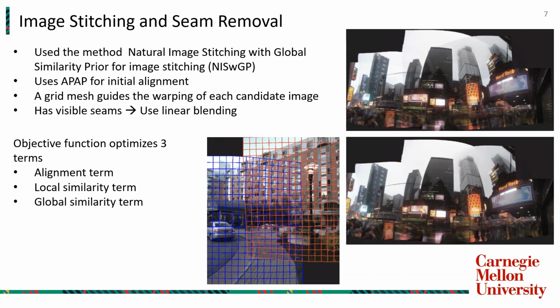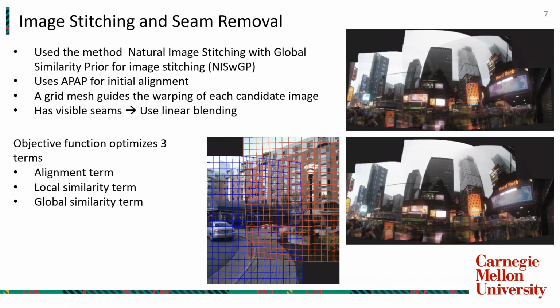In this case, we are using natural image stitching with global similarity prior because its objective function has 3 terms: the alignment term, which tries to keep the initial alignment intact without distorting the candidate images too much; the local similarity term, which is basically a regularization term; and the global similarity term, which prevents the parts of the images that are away from the overlapping region, in the non-overlapping region, from distorting too much.